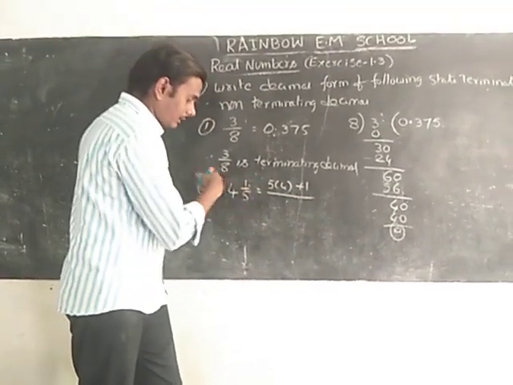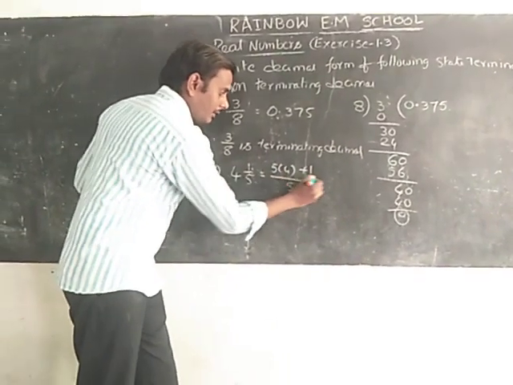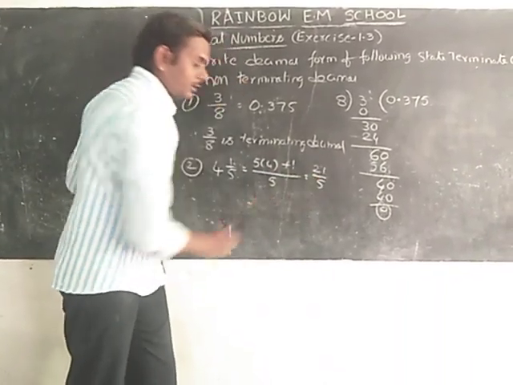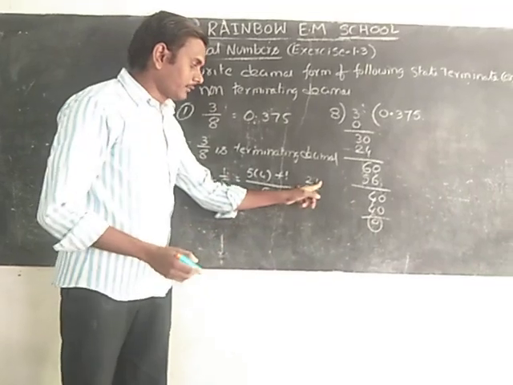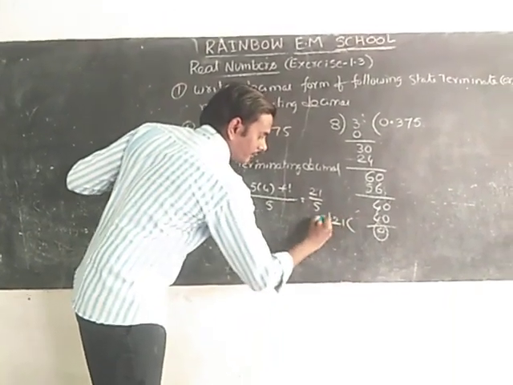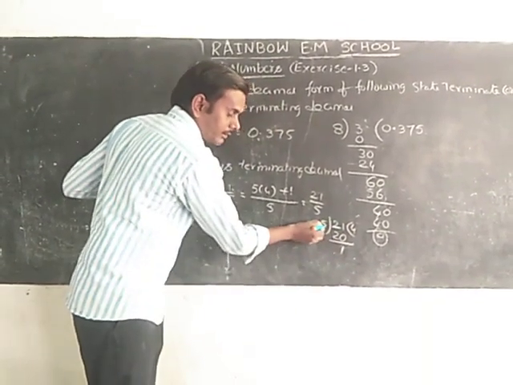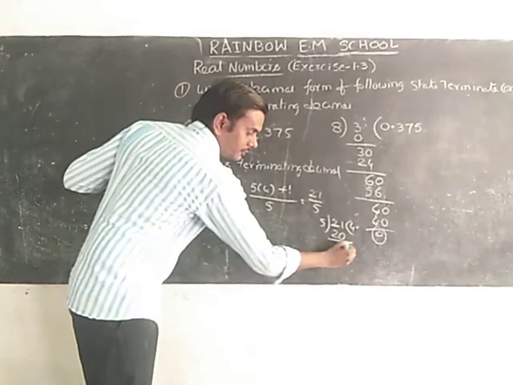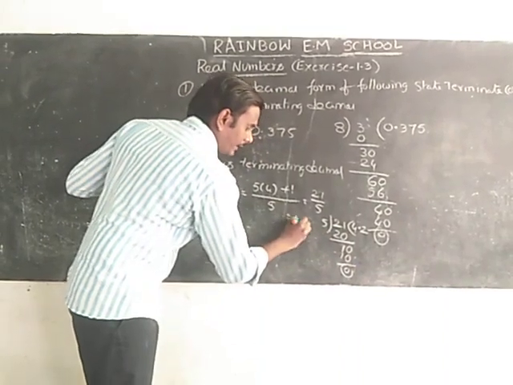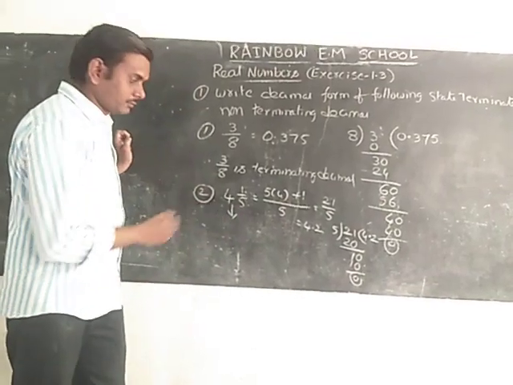I want to convert into the improper fraction. 5 into 4 plus 1 by 5. That means 5 4s are 20, 20 plus 1 is 21 by 5. That means we want to divide 21 by 5. 5 4s are 20, remainder 1. 1 will not subtract 5, so take a point here and 0. 5 2s are 10, remainder 0. That means we can write 4.2.